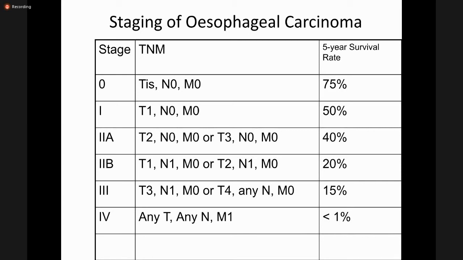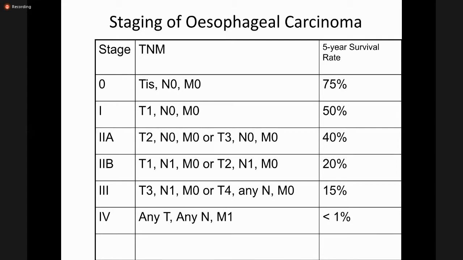If the stage is 1, it means that the T stage is 1. T stage 1 means that the disease is lying in the mucosa and maybe up to the submucosa. And there's no node involvement, there's no metastasis. So the survival rate may be more than 50%.